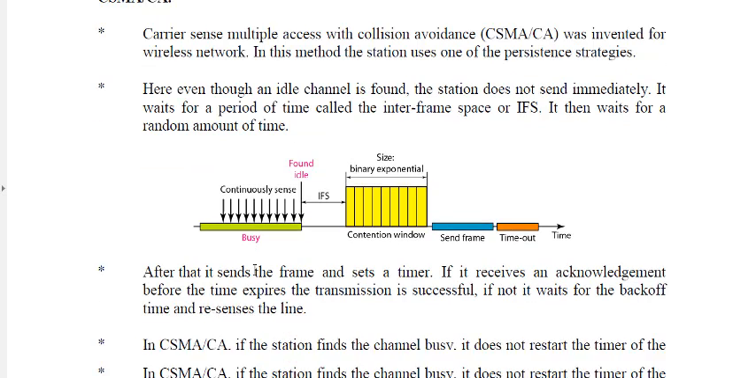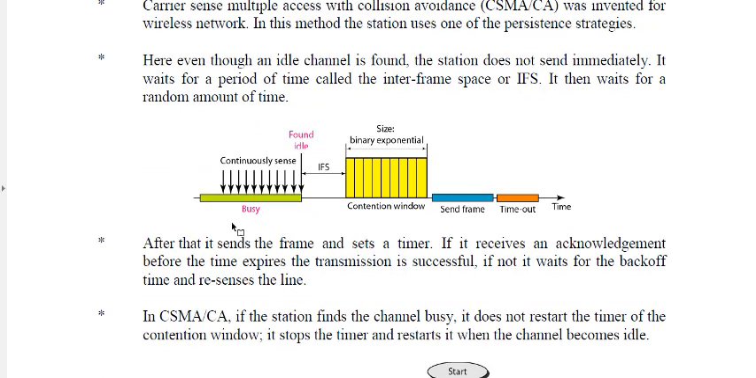In collision avoidance, they either have to use techniques which are controlled access. We look into that. We have a diagram here. It checks whether the carrier is busy, and when it's found idle, it waits for the IFS, interframe space. It waits for some amount of time, and then it starts the contention window. We look into that later because this is basically a binary exponential algorithm. We look into that and send the frame.